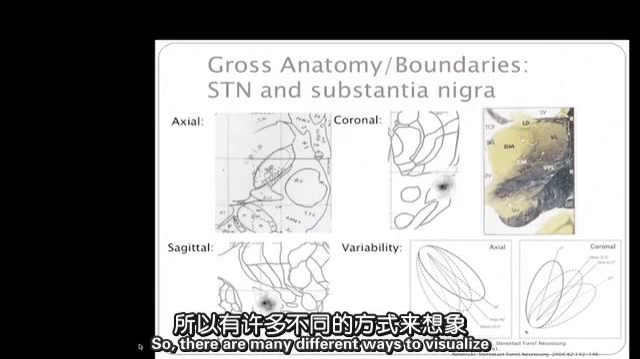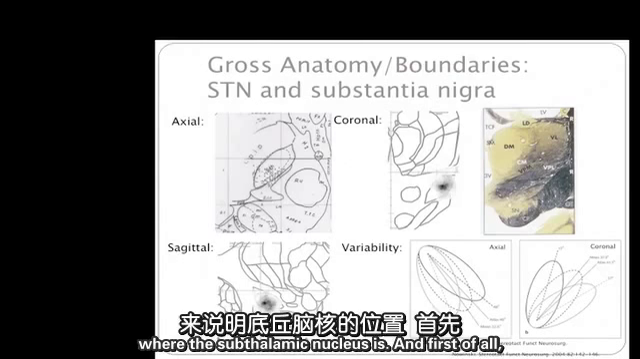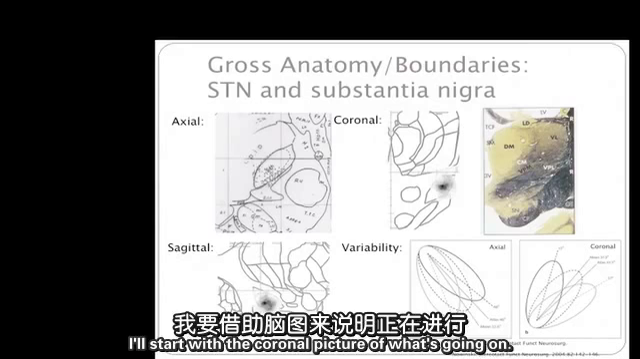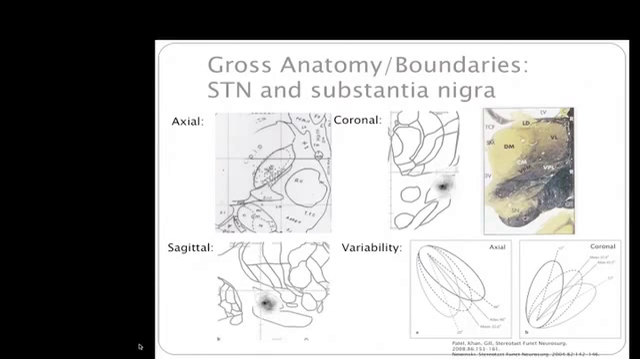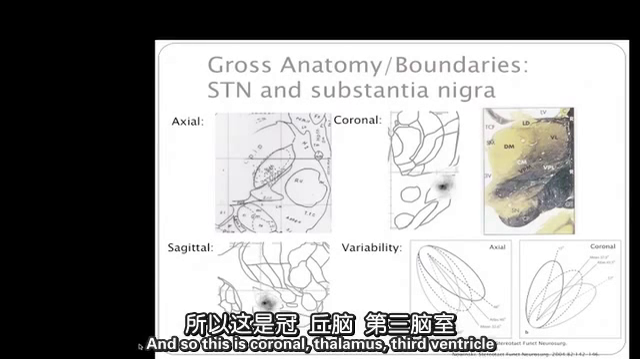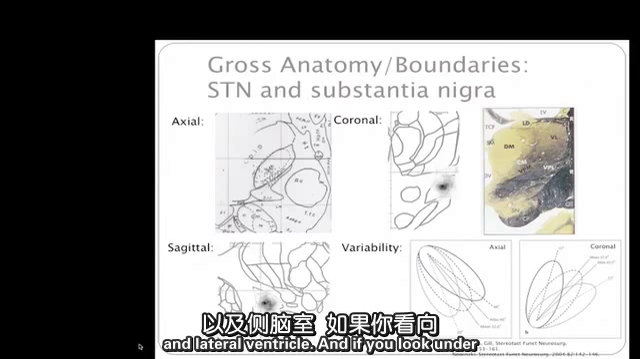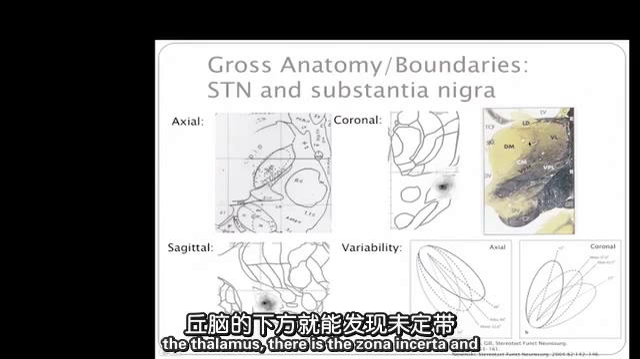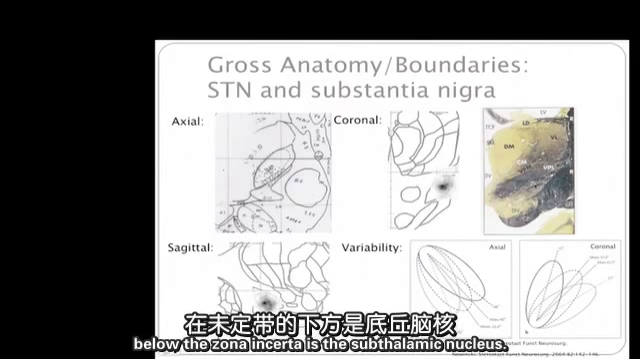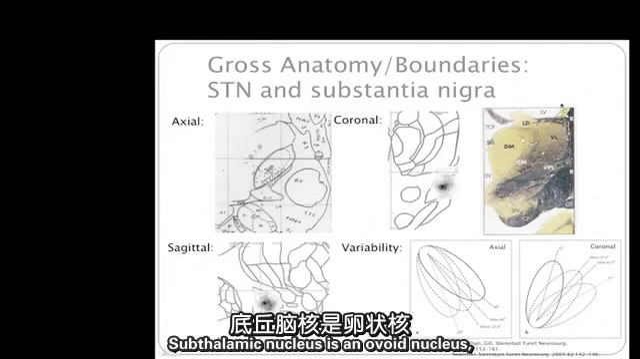So many different ways to visualize and many different representations of where the subthalamic nucleus is. And first of all, I'll start with the coronal picture of what's going on. And so this is coronal, thalamus, third ventricle, and lateral ventricle. And if you look under the thalamus, there is the zona incerta, and below the zona incerta is the subthalamic nucleus. The subthalamic nucleus is an ovoid nucleus.